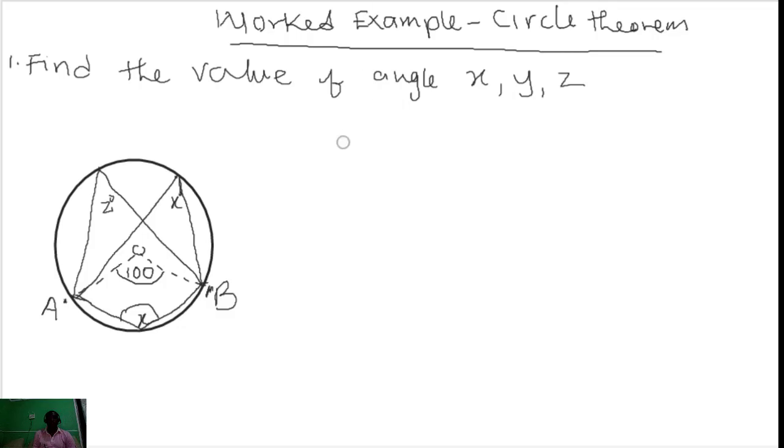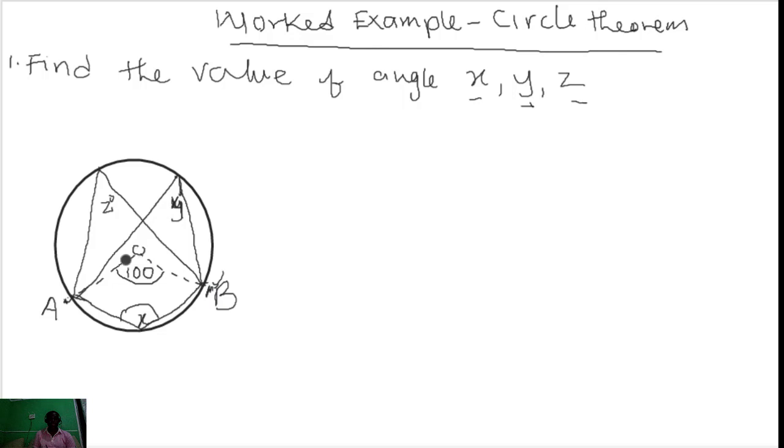Welcome to this lesson. We are looking at a worked example of circle theorems. So let's start. We are asked to find angles x, y, and z. So let's begin. Here is y, rather. So x, y, z. We can see that AB is an arc.